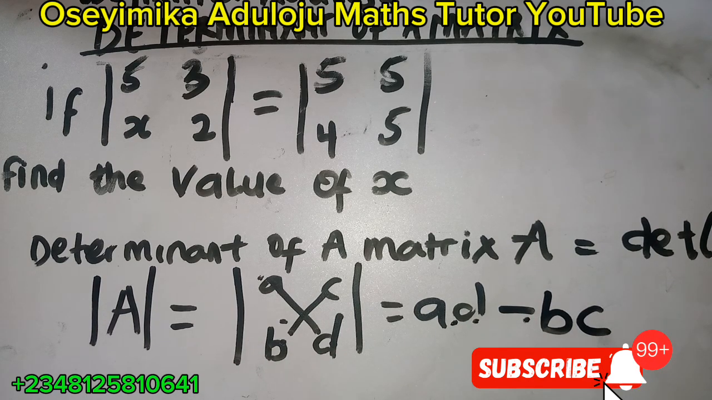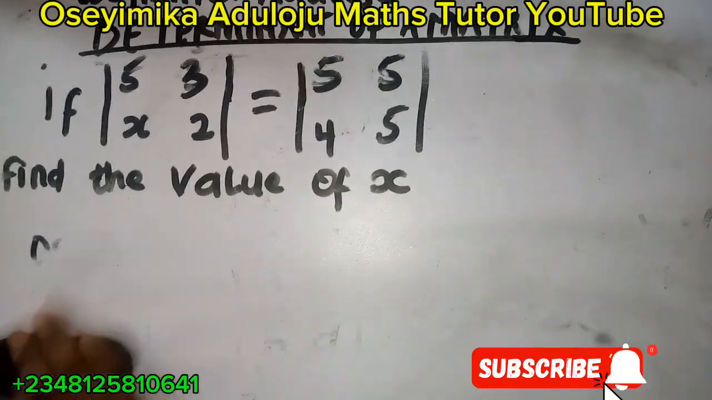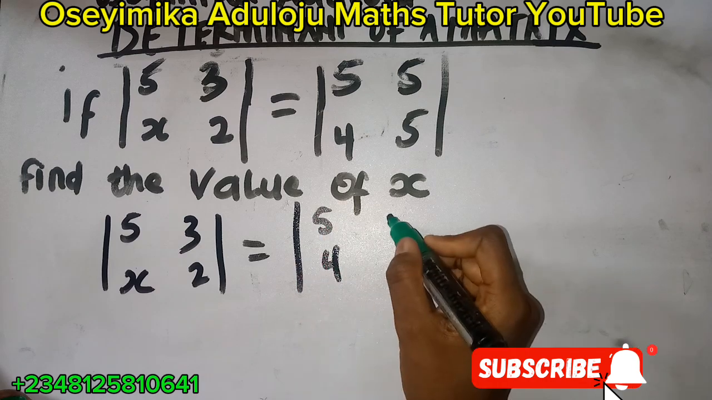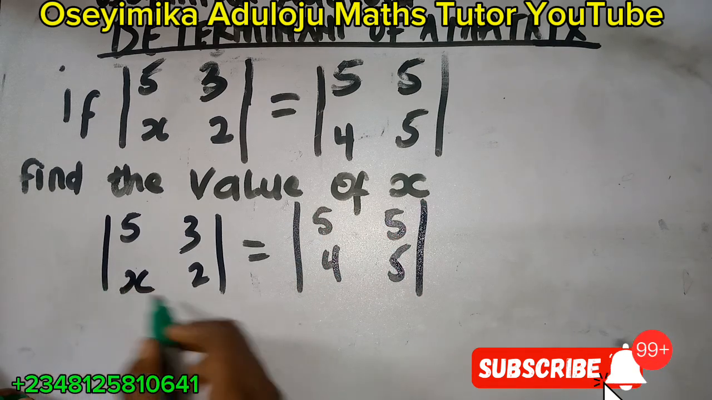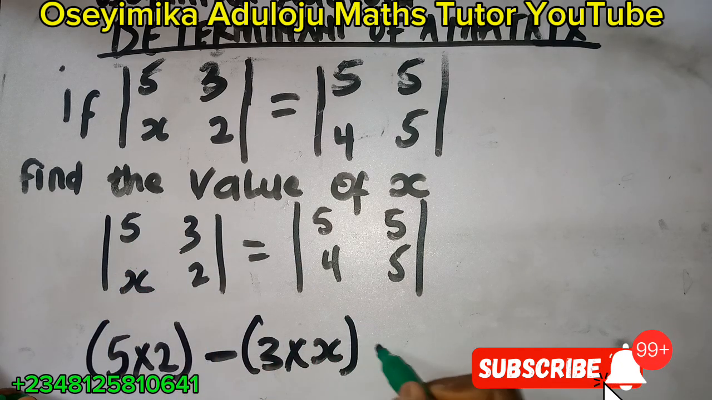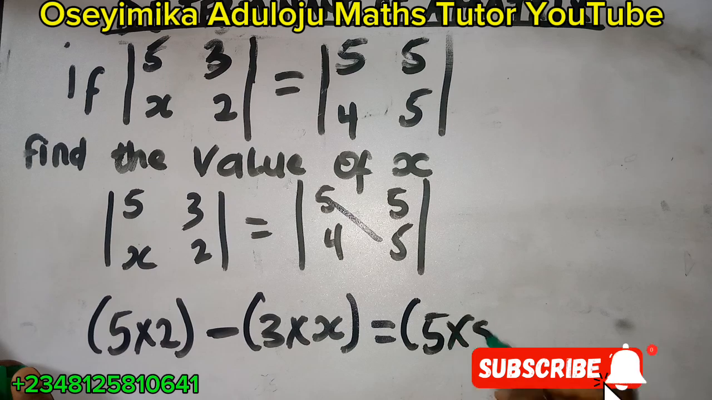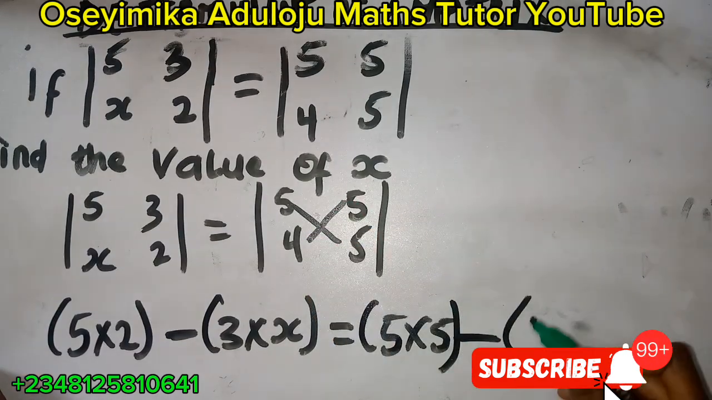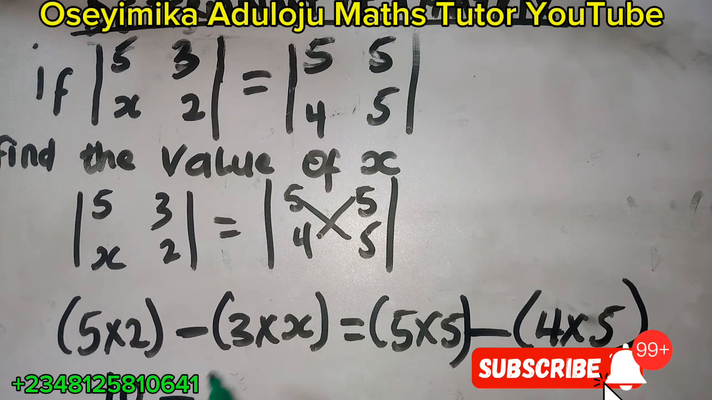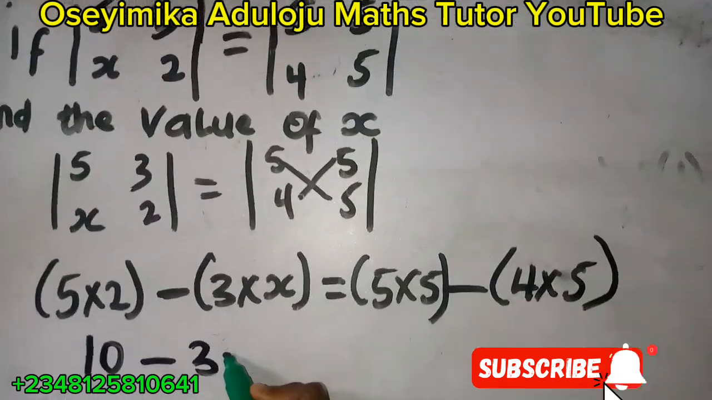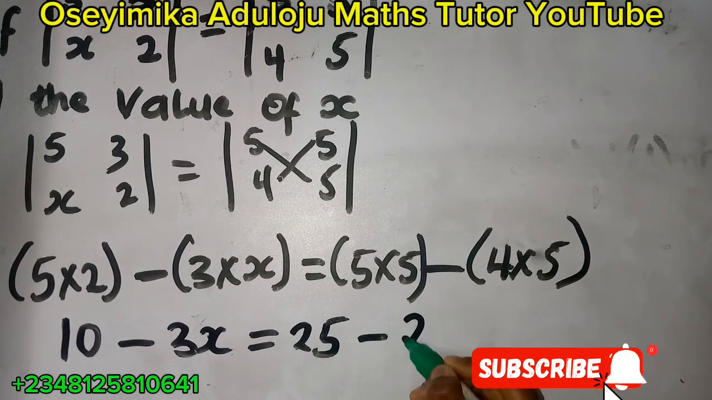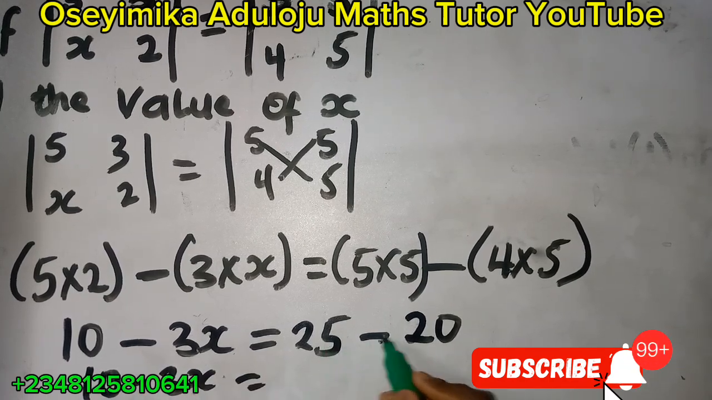So let's go back to the question given. In the question, they said the matrix 5, 3, x, 2 equals the matrix 5, 4, 5, 5. So we're going to find the determinant of each side. The determinant of this side equals 5 multiplied by 2 minus 3 multiplied by x, which is equal to 5 multiplied by 5 minus 4 multiplied by 5. So 5 multiplied by 2 is 10, minus 3x, equals 25 minus 20. So 10 minus 3x equals 25 minus 20, that is 5.